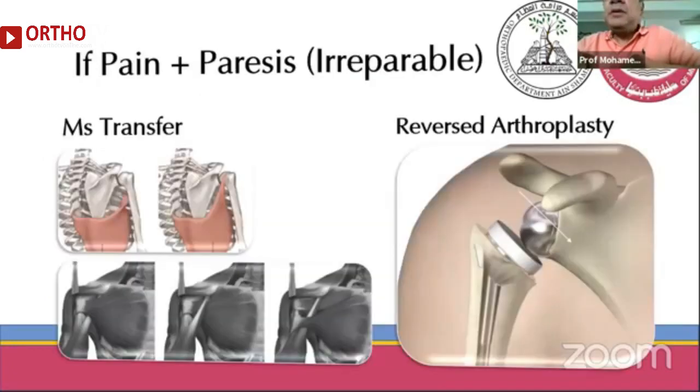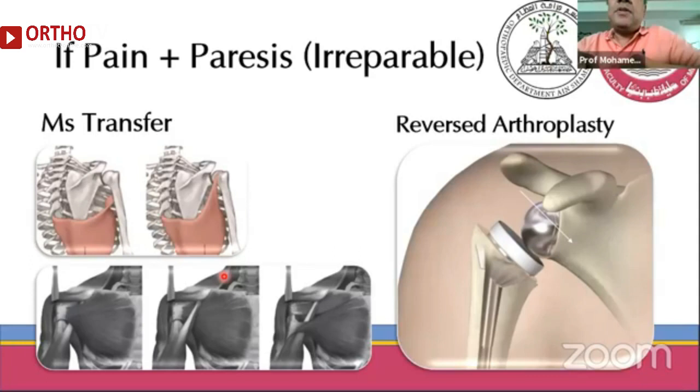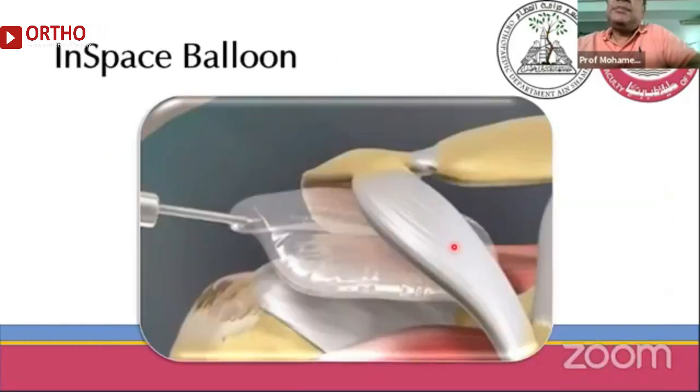The muscle transfer may be good for the pain, but as regards function, the latest evidence about the muscle transfer is that the patients will not do well. And actually, the reverse arthroplasty is a very good solution, but it is a little bit costly. Also, the InSpace balloon depresses the head and makes the shoulder move again, reversing the imbalance of the force couple around the shoulder and making the forces come back to normal again with the head depression.